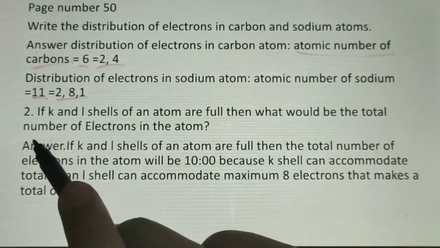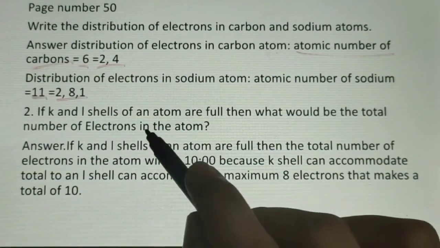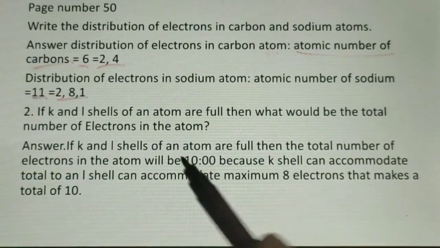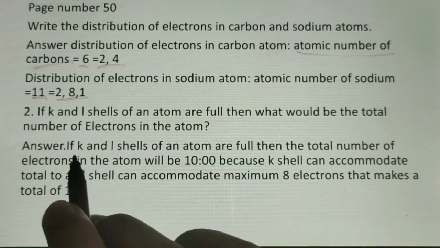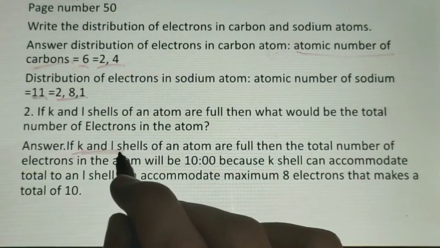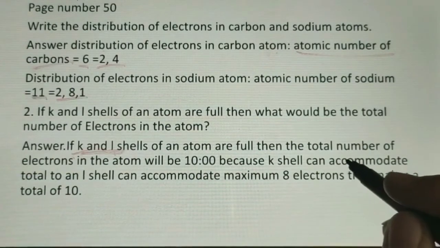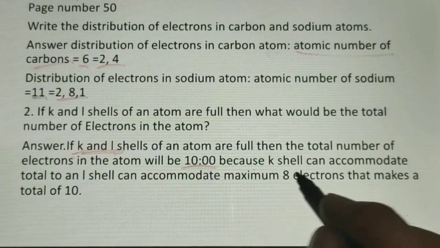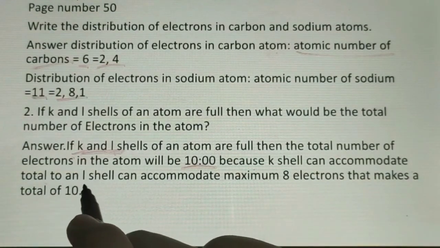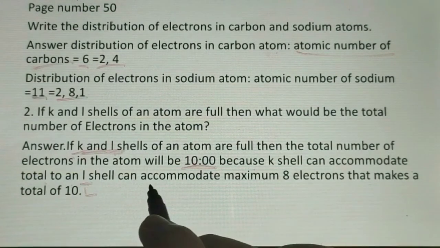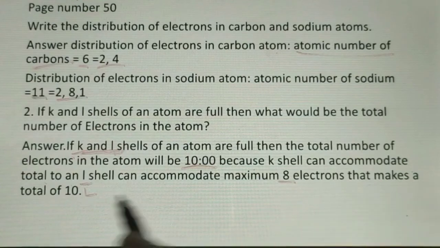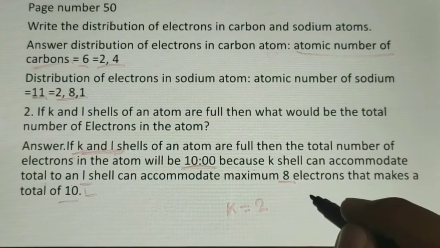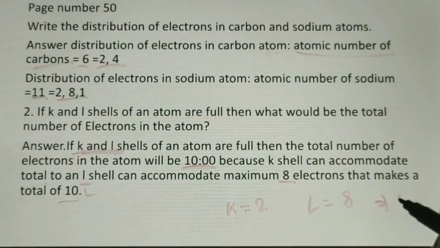Okay. Now the second question is, if K and L shells of an atom are full, then what would be the total number of electrons in the atom? So our answer is quite simple, and it is that if K and L shells of an atom are full, then the total number of electrons in the atom will be 10. Okay, because K shell can accommodate 2 and L shell can accommodate a maximum of 8 electrons, that makes a total of 10, as in K shell 2 electrons will be present, and in L shell 8 electrons, making it the sum of 10. Okay.